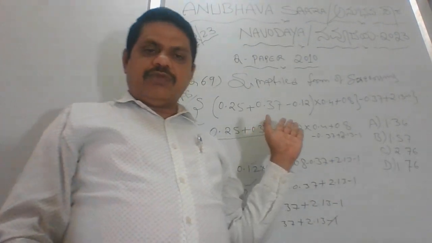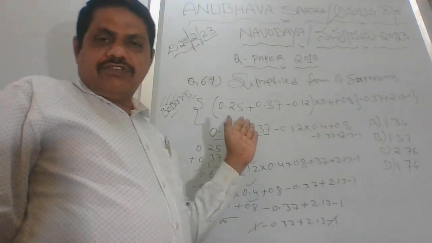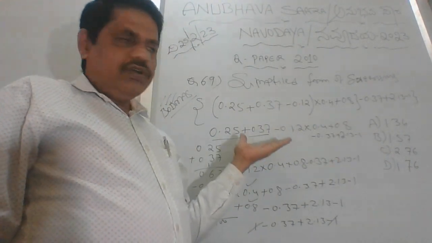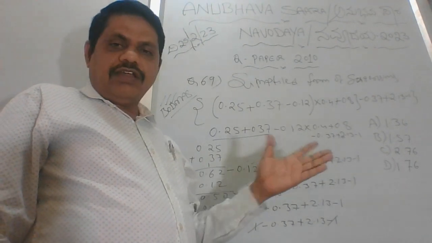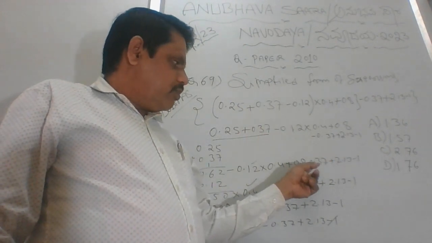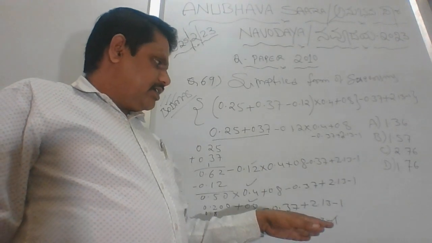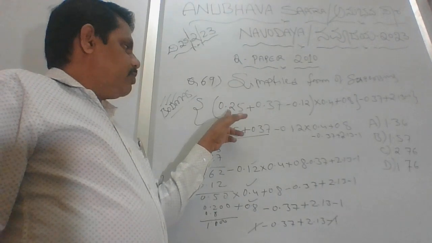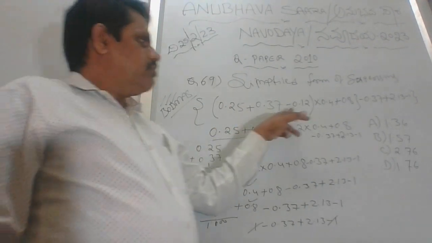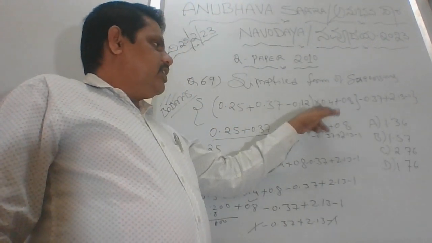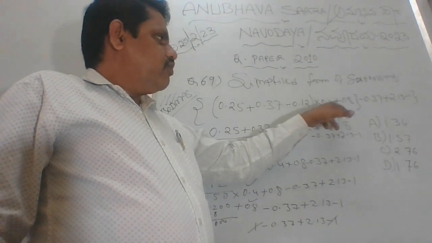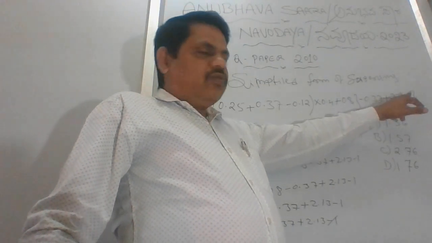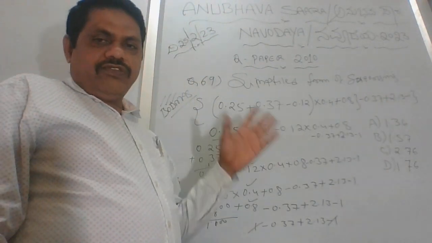Let me explain one by one to help you understand. This question is simple, but I don't have much space on the board. That's why, while writing, I got slightly confused because I left out 0.37. I'll correct it again and explain how it works out. It's 0.25 plus 0.37 minus 0.12 multiplied by 0.4 plus 0.8 minus 0.37 plus 2.13 minus 1. So this is the question.